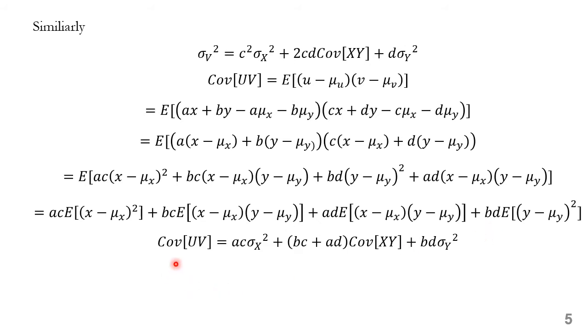So the covariance of UV equals ac times the expectation of (X minus mu x) squared, which is the variance of X, so I can write it as ac sigma x squared, plus (bc plus ad) times the expectation of (X minus mu x)(Y minus mu y), which is the covariance of XY. Then we have bd times the expectation of (Y minus mu y) whole squared, which is the variance of Y, sigma y squared. So I can write it as bd sigma y squared.